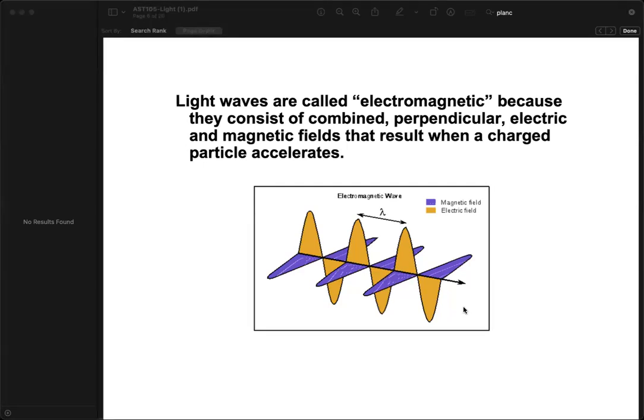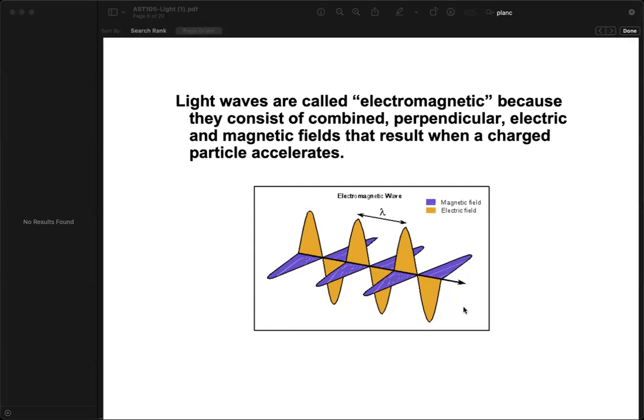The black arrow shows the direction of the flow of a ray of light. And it is composed of the electric field, which is depicted by the yellow color, and the magnetic field, which is depicted by the purple color, and they are perpendicular to each other.